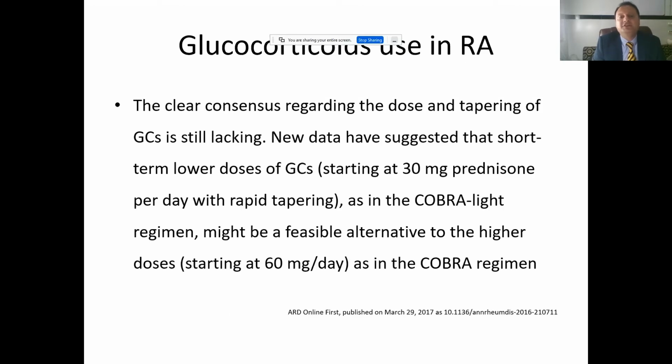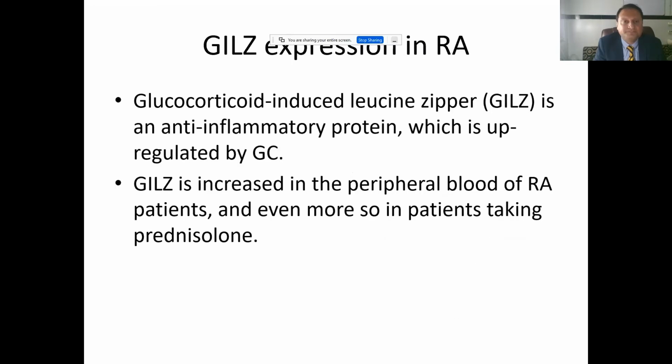A clear consensus regarding the dose and tapering of glucocorticoids is still lacking. There is new data suggesting that short-term lower doses of glucocorticoids, starting at 30 milligrams or even slightly lower per day with rapid tapering, as in the COBRA Light regimen, might be a feasible alternative to higher doses starting at 60 milligrams. As you are all aware, in rheumatoid arthritis we would be using lower doses rather than 60 milligrams, but this is just a historical statement that they have mentioned in ARD online first.